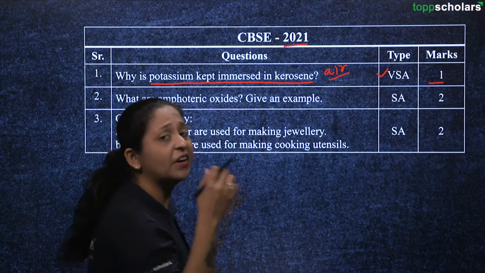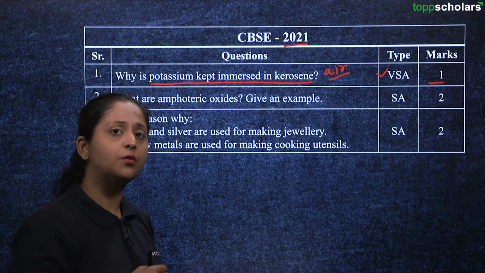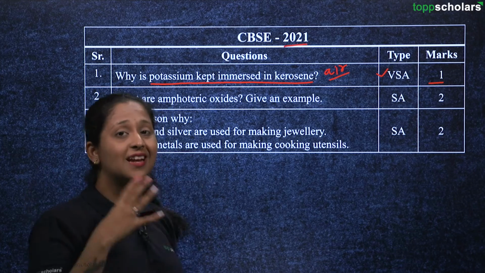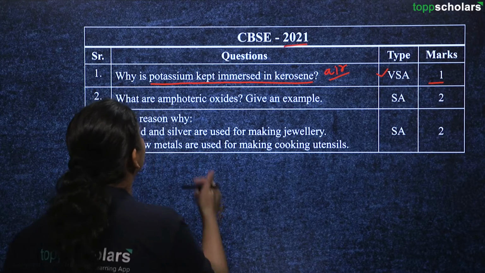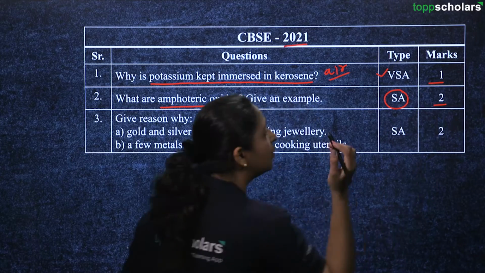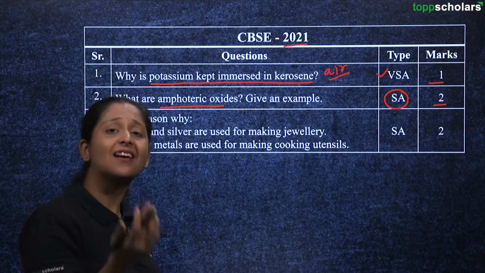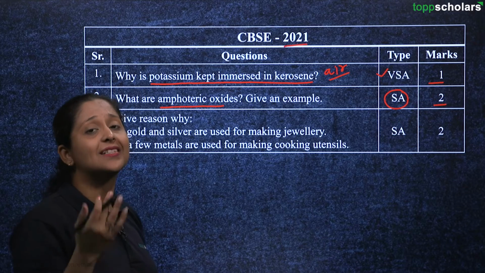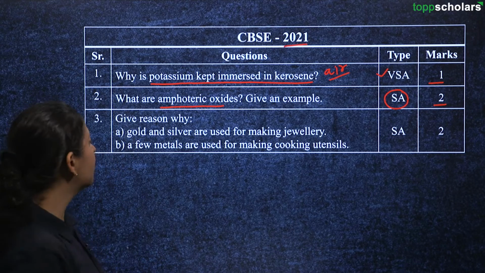So you want to prevent their contact with air and moisture. That is why you keep it submerged or immersed under kerosene. Right? The next question is, what are amphoteric oxides? Such a simple question, children, for a short answer question giving you 2 marks. These are metal oxides which can react with both acids and bases. Such type are known as amphoteric, and you have to give an example for that.